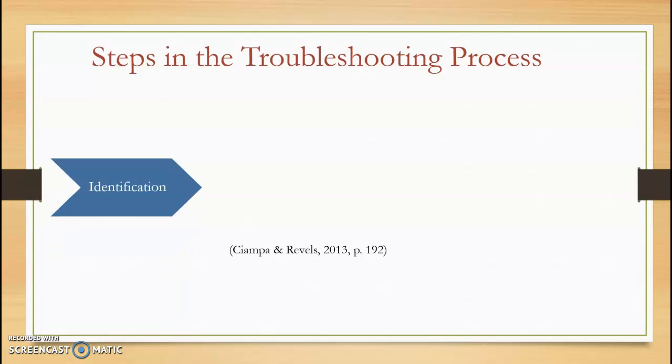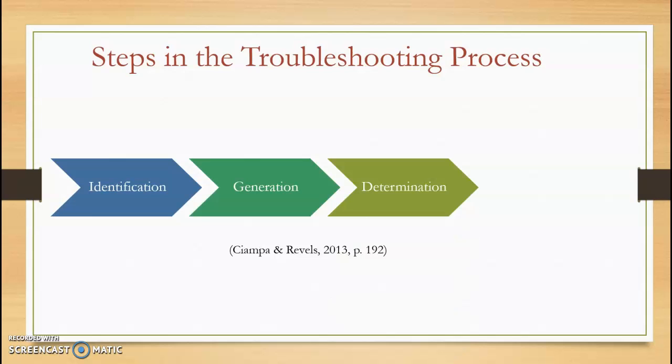In order to fix the problem, Brendan needs to go through the 4 steps of the troubleshooting process. Step 1 is identification of the problem. Step 2 is generation of a list of possible solutions. Step 3 is determination of the root causes. And step 4 is confirmation that the solution is the right one.